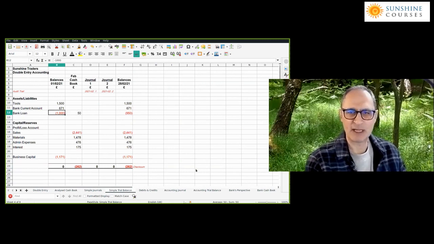And look, something interesting. The minus £1,000 that we owed as the bank loan has been correctly analysed because we've repaid it as being plus £500. My loans come down to £950.